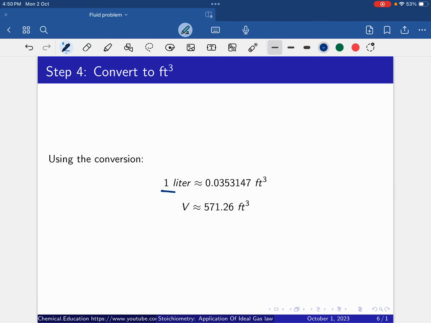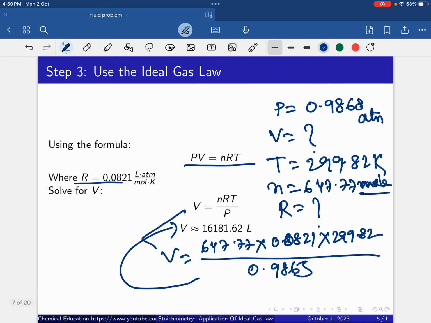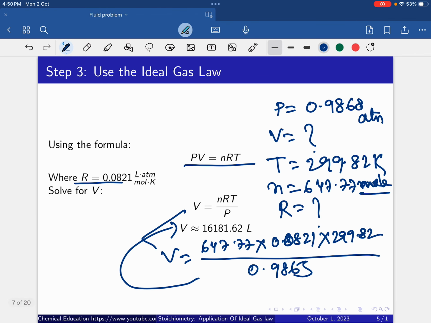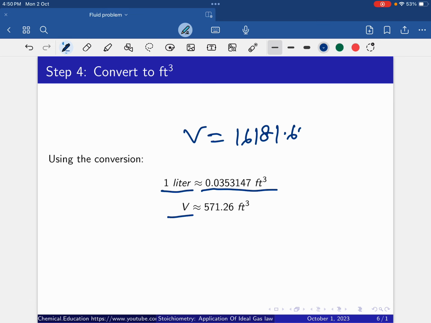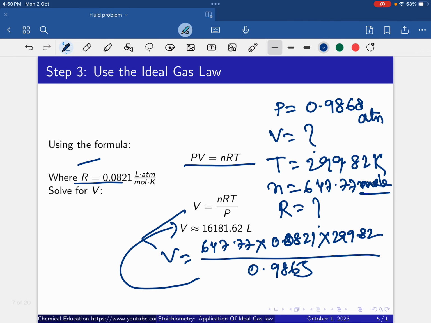Now we know 1 liter is equal to this much in feet cube, so V will be multiplied with that factor. V we got is 16181.62 liter. If we convert that, we get the volume is 571.26 feet cube. Now in this problem we remembered the R value. Without R we can't do the calculation.